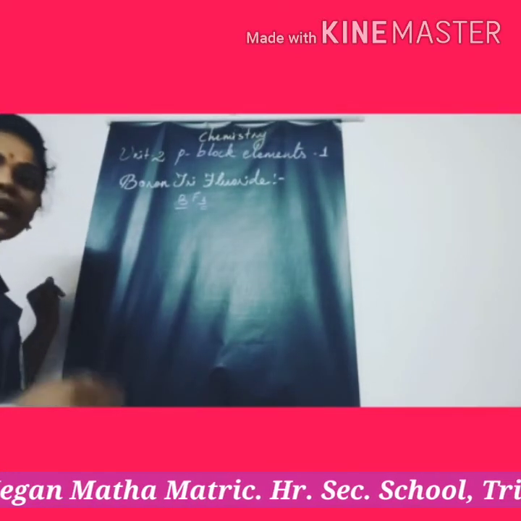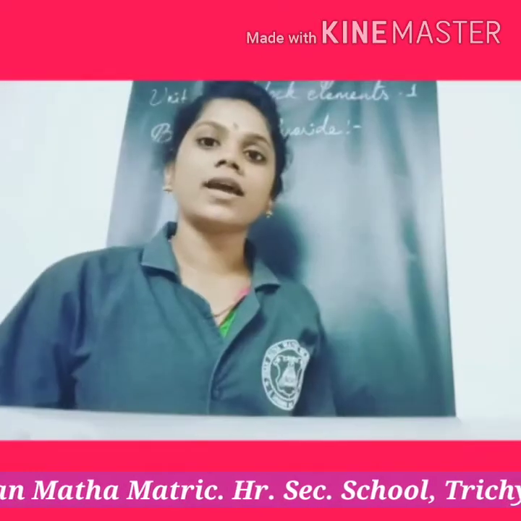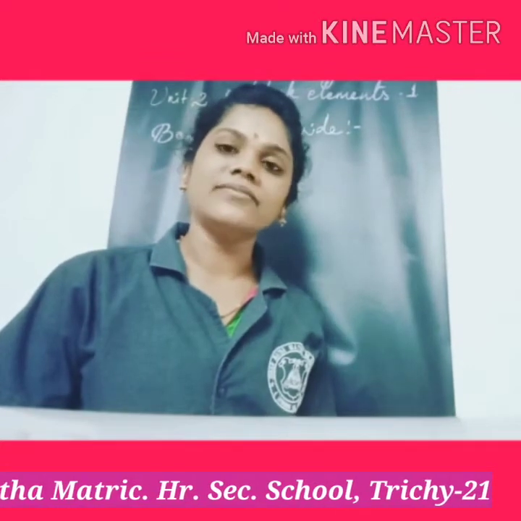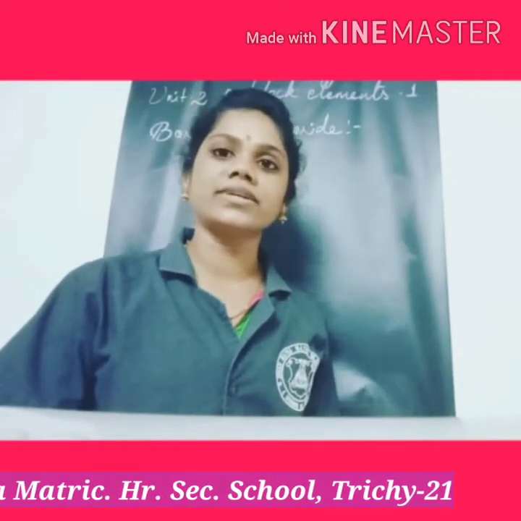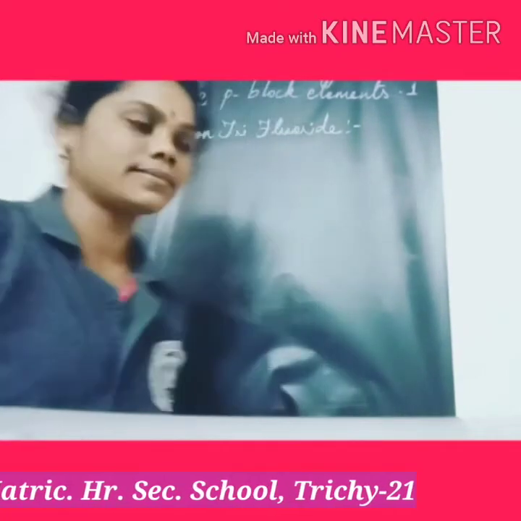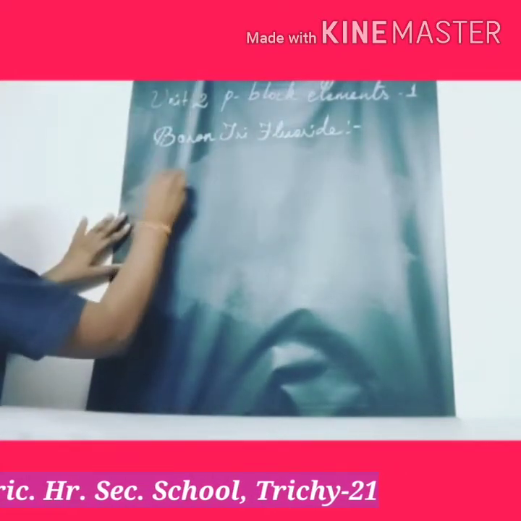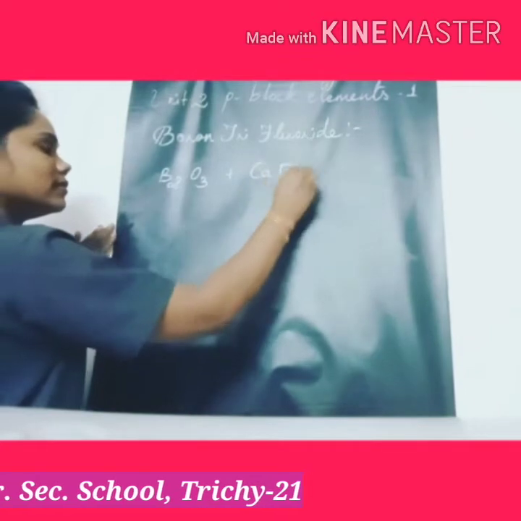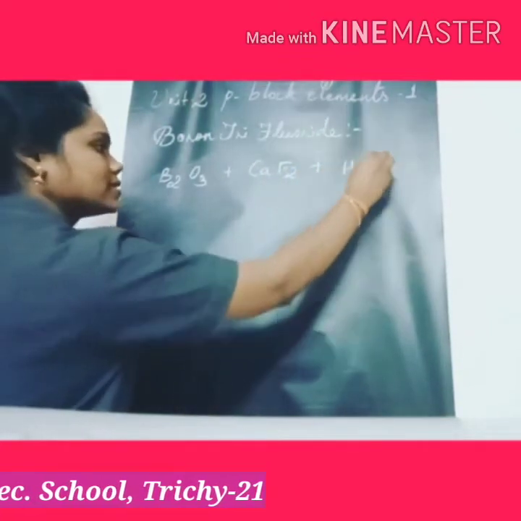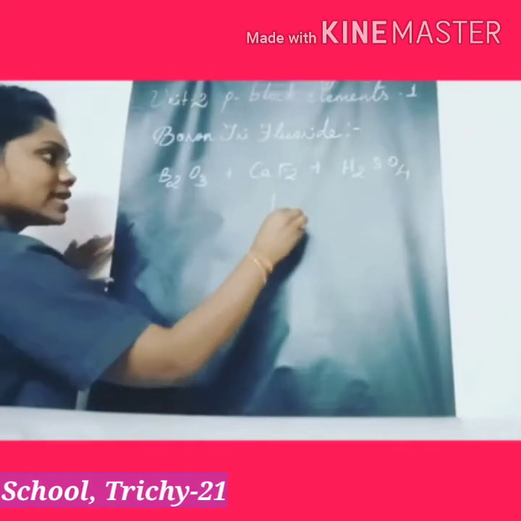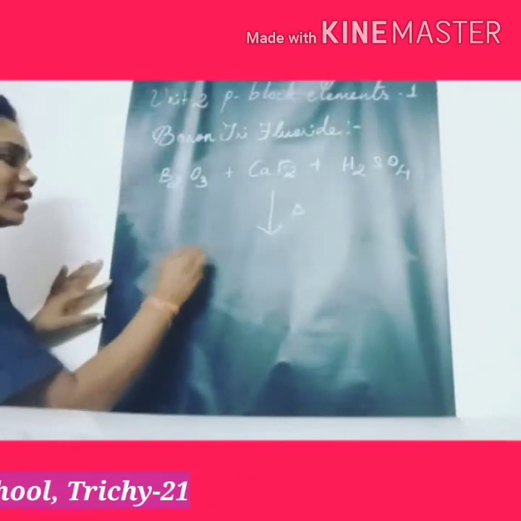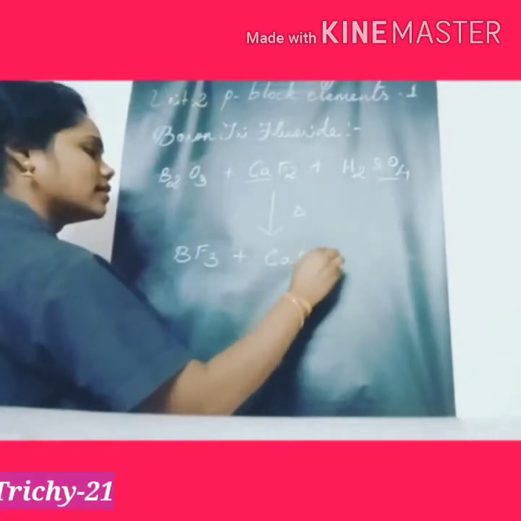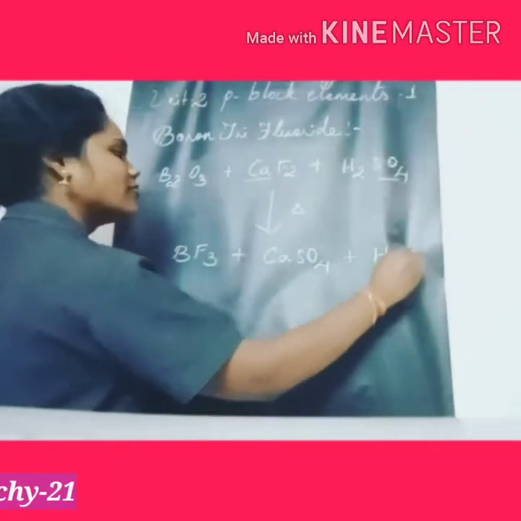Okay, let us see the preparation of boron trifluoride. Boron trifluoride is obtained by treatment of calcium fluoride with boron trioxide in the presence of concentrated sulfuric acid. Let us see the equation. Boron trioxide B2O3 plus calcium fluoride in the presence of concentrated sulfuric acid, H2SO4. When it is heated, it gives boron trifluoride BF3 plus calcium sulfate and water molecules. Now balance the equation.